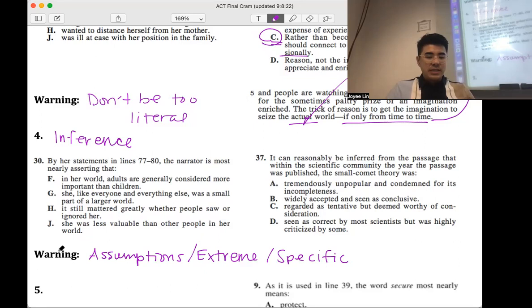I don't like J, because J's an opinion and assumption, right? She was less valuable than other people. G was a small part of the world, maybe, right? What's another good one?